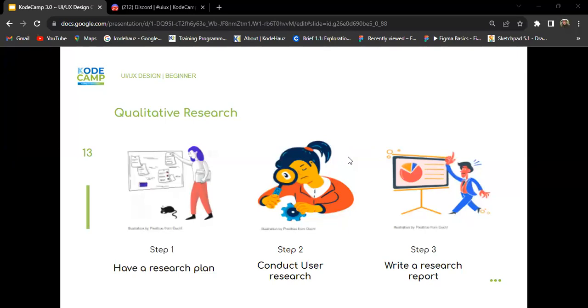So, like I said, step 1 is have a research plan. Step 2, conduct user research. Now, the essence of step 1 is so that you go step by step. You have a research plan, so you know this is what I want to do, this is what I want to achieve in this research, so that you don't go sideways. Step 2, we have conduct user research. Step 3, you write a research report. So at the end of the research, was it successful? Was I able to gain any understanding of the users?